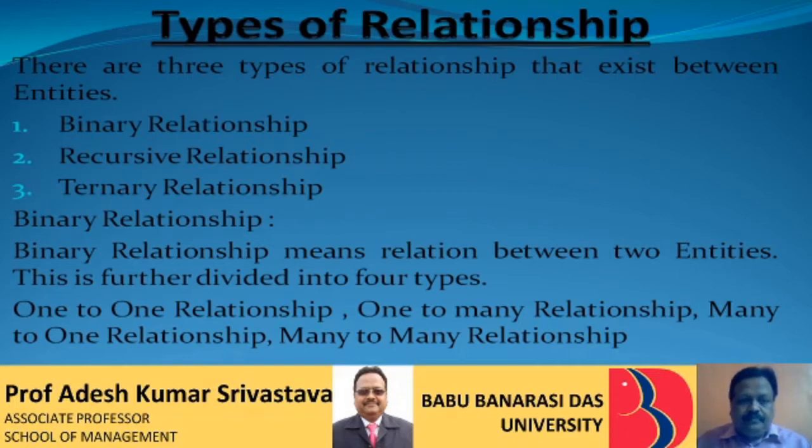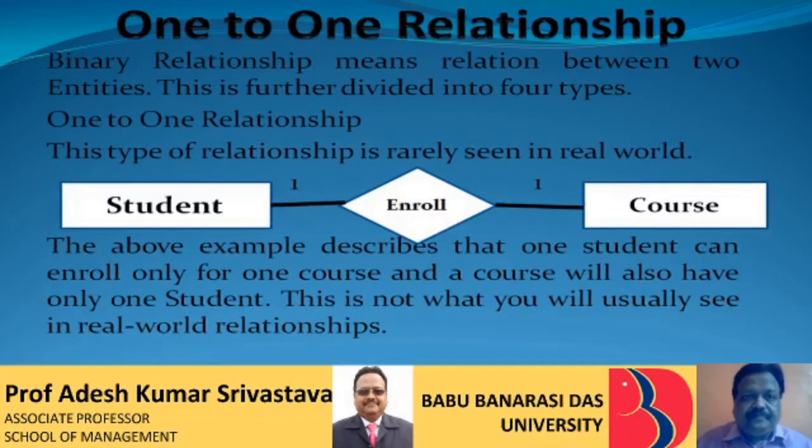Now, binary relationship means a relationship between two entities. This is further divided into four types: one to one relationship, one to many relationship, many to one relationship, and many to many relationship. Now we will see this in other slides. First we'll discuss the one to one relationship.